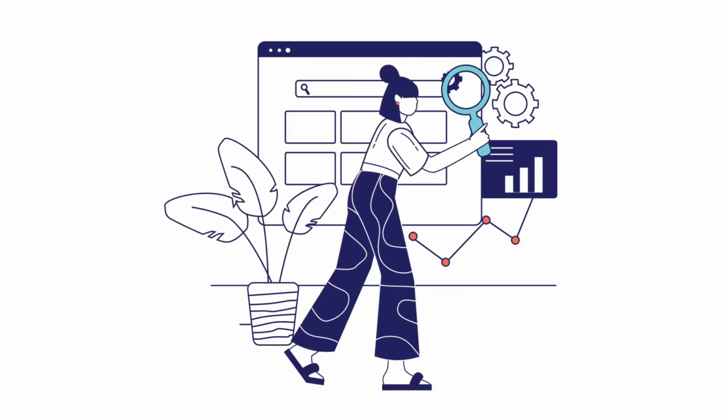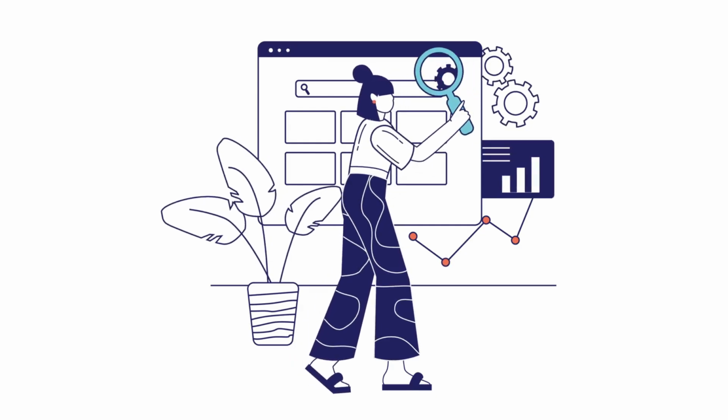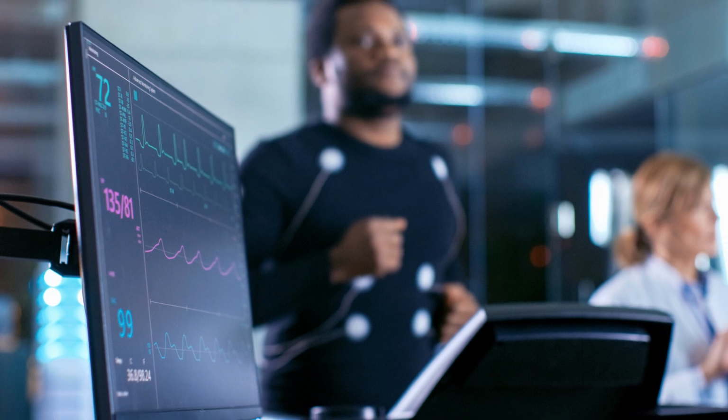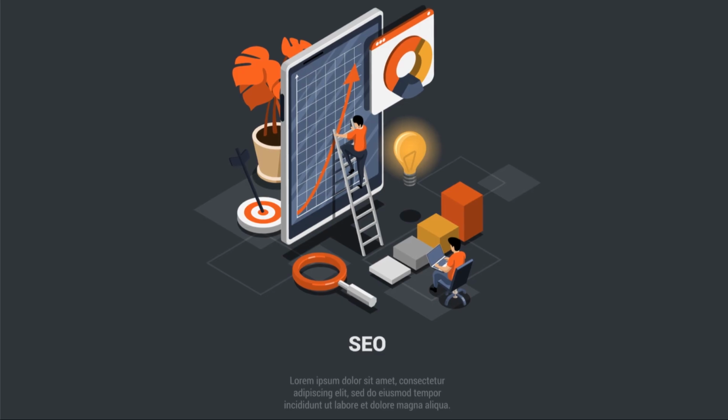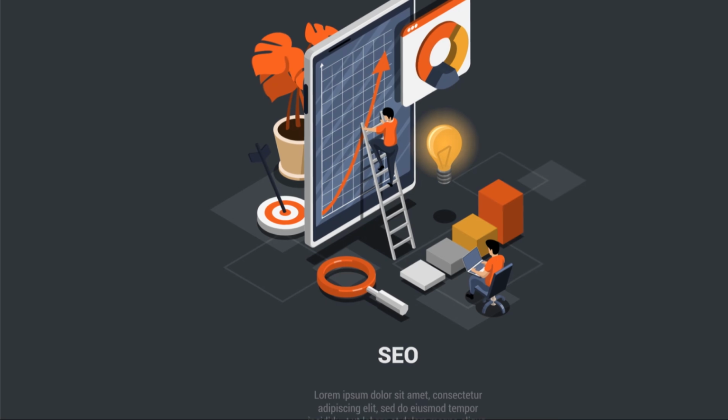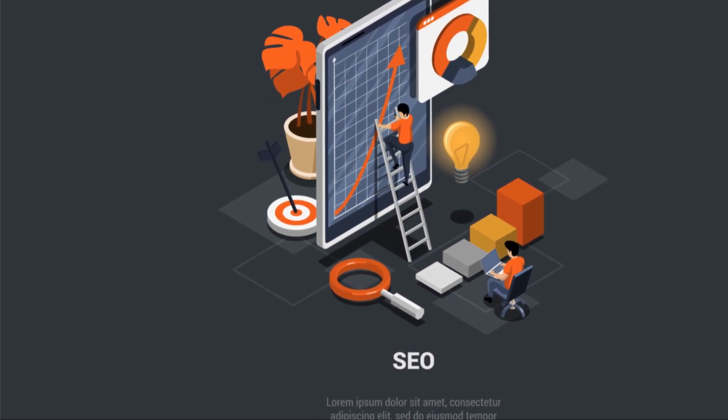But here's the kicker. You can compare multiple terms. Try adding gym workouts and see how they stack up against home workouts. This comparison can guide your content strategy, helping you focus on what's truly trending.